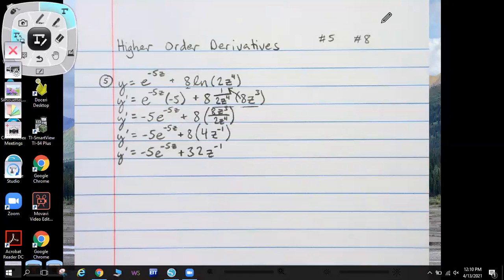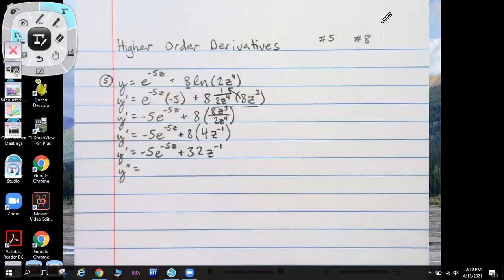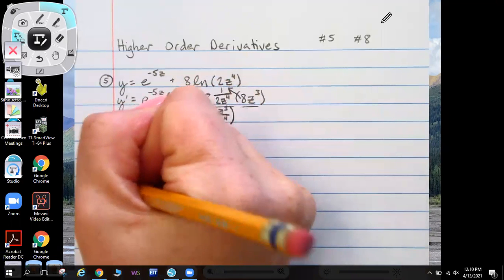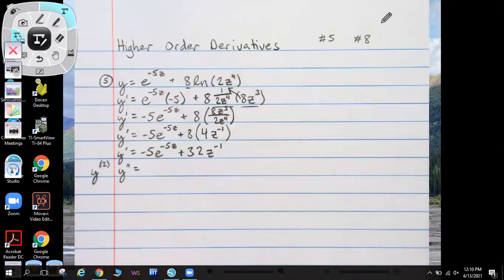Yep. So y double prime. But you can use a 2 as long as it's in parentheses. Yeah, so you could write it like this as well. Either way.